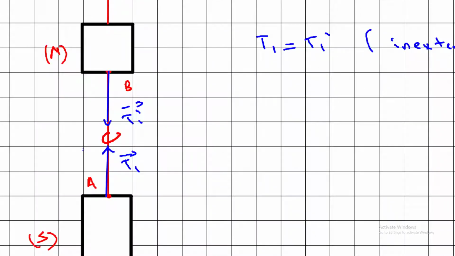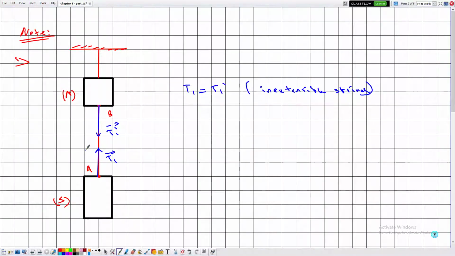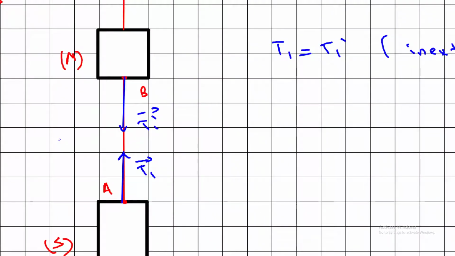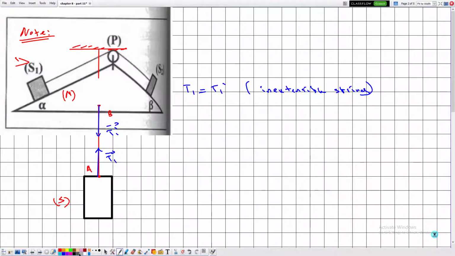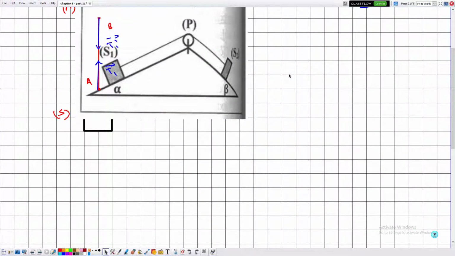Now, because the string is inextensible, the tension is being transmitted equally on both sides, and more importantly because it doesn't overpass another body that is allowed to rotate. Now I will explain more what is meant by that, but for this one here, because the string is inextensible, the tensions T1 and T1 prime are equal. Now, in order to explain the second note, let me consider the following document.